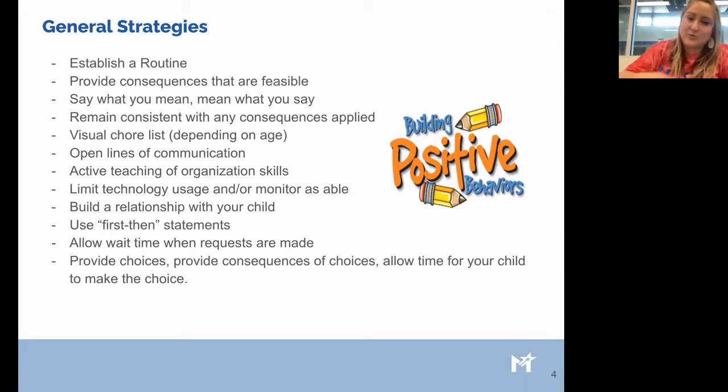And then I feel like this is reiterating everything that we've talked about before, but providing those choices, providing the consequences of the choices, and then allowing them time to make the choice. That's always really important. So those are just some very basic general strategies that you can use at home to help with structuring behavior and providing the expectations. And so you get what you want, and then the kids are also getting what they want.